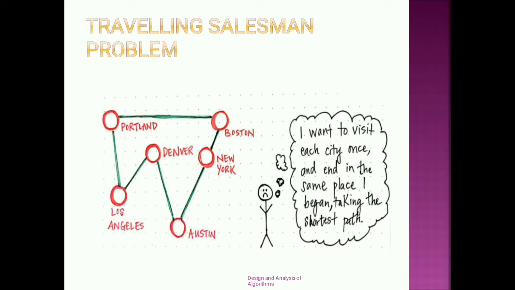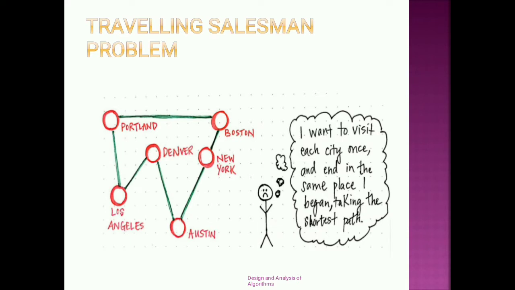So we need to find out the shortest path using which the salesman can travel from one city, visit all the other cities, and again come back to the original city from where he has started the journey. You can see here the salesman is saying, I want to visit each city once. There is a set of cities here: Los Angeles, Austin, Denver, New York, Boston, and Portland. All these are the cities.